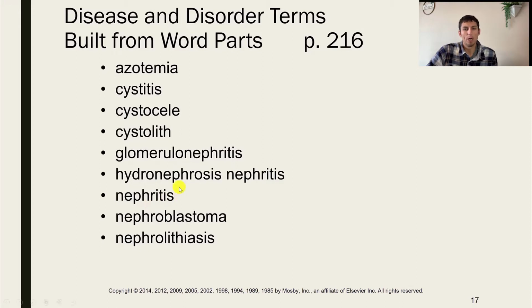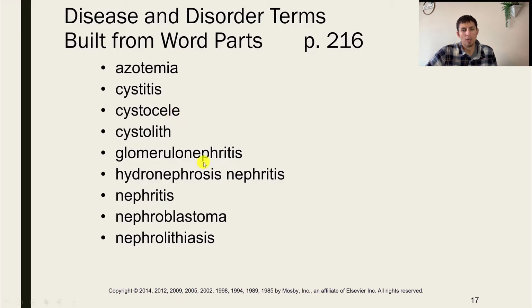So again, break these down, be cognitive of what the endings are. Here we have itis for inflammation and cyst. Remember, cyst means that sac or bladder, and so that just means an inflammation of the bladder. Cystocele, remember that cele ending, C-E-L-E, is a suffix meaning a protrusion. So with cystocele, we've got a protrusion of the bladder.